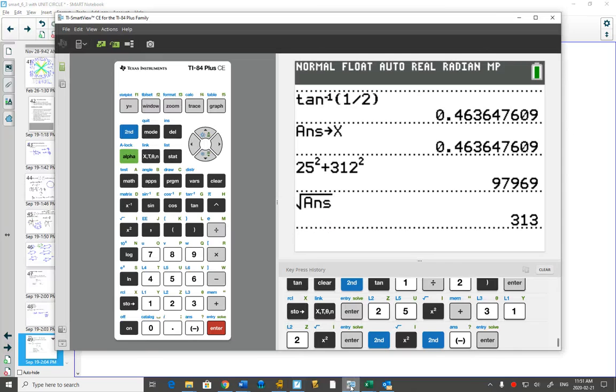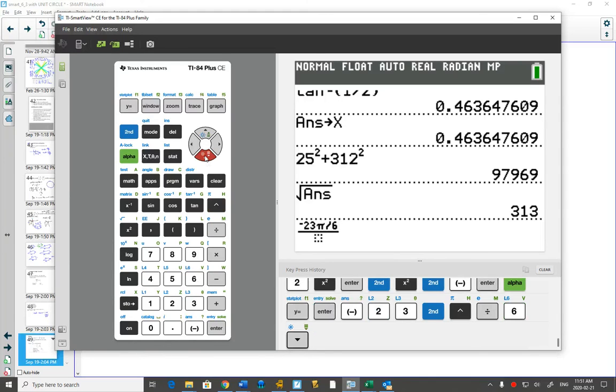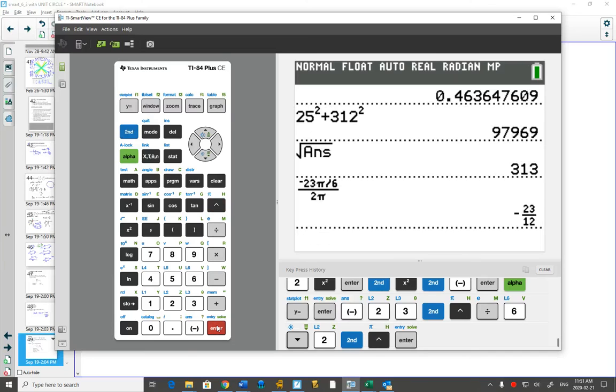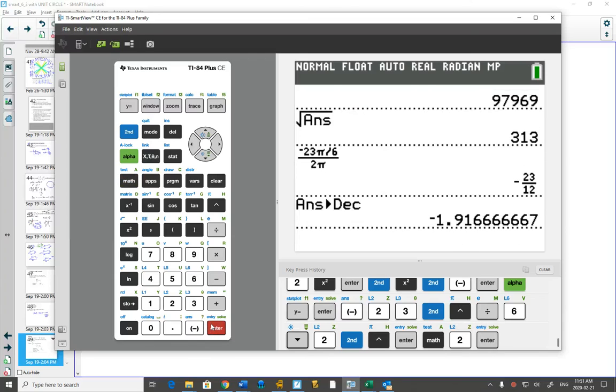Just a quick check here. On the top, I'll have negative 23 pi divided by 6, and if I divide that by 2 pi, I get a fraction. I want to change that to a decimal. I get negative 1.9. If you went negative once all the way around the circle in the negative direction, and then you went another negative 0.9, can you see that that would end in quadrant 1, going in the negative direction?